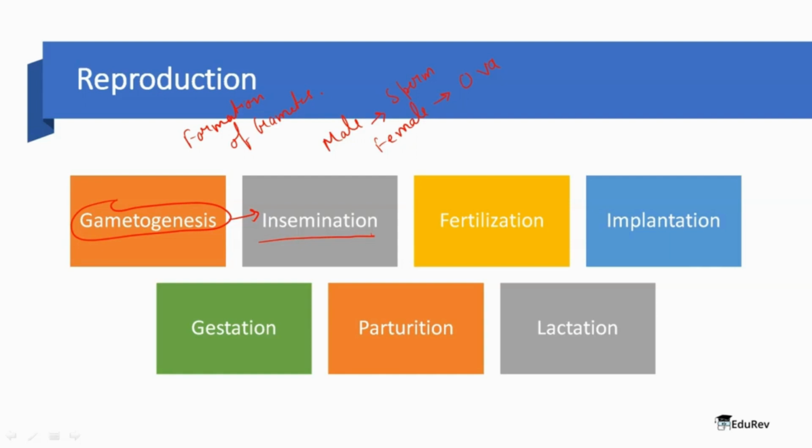After insemination, the third process is fertilization. When the male gamete is inside the female body, the fusion of male and female gamete occurs. This process is known as fertilization, or also syngamy. After fertilization, the fusion occurs and the zygote is formed.